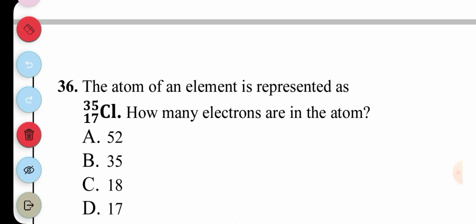The atom of an element is represented as Cl with a mass number of 35 and proton number of 17. How many electrons are in the atom? Since this is a neutral atom, number of protons equals number of electrons. So the answer is D, 17.